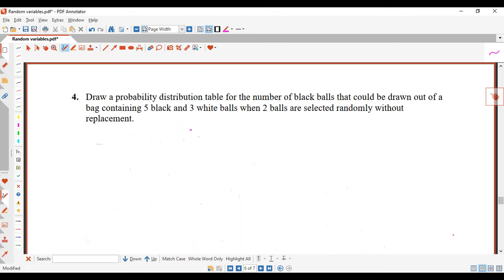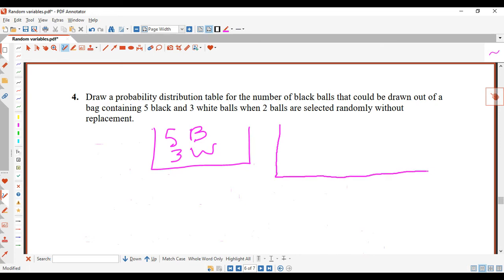Now, let's have a look at this one. We're going to draw a probability distribution table for the number of black balls that can be drawn out of a bag containing 5 blacks and 3 whites. Okay, so let's draw a little picture. We've got some sort of box, and I've got 5 blacks, and I've got 3 whites. Now, I want you to draw a probability distribution table. So let's do that up here. So do my table reasonably large.